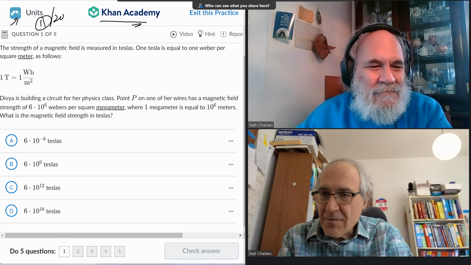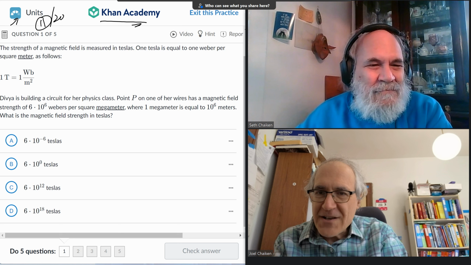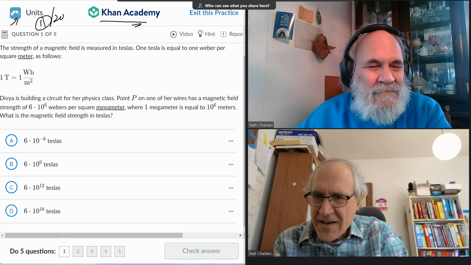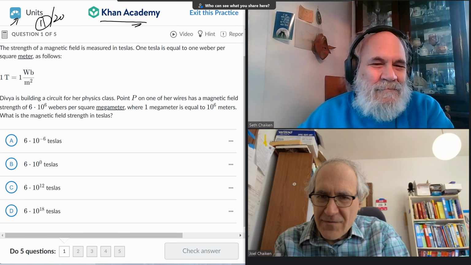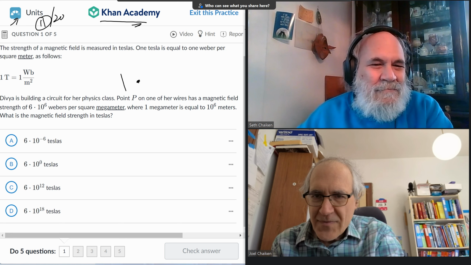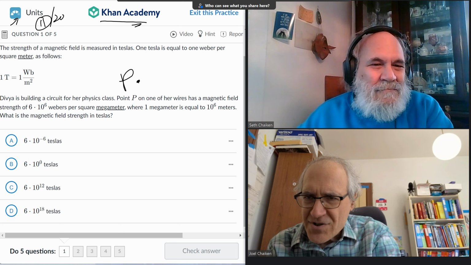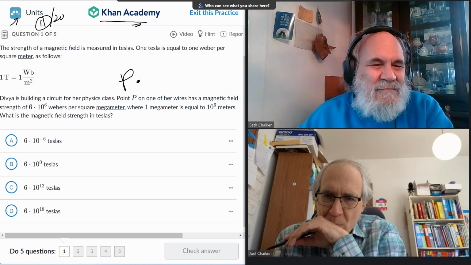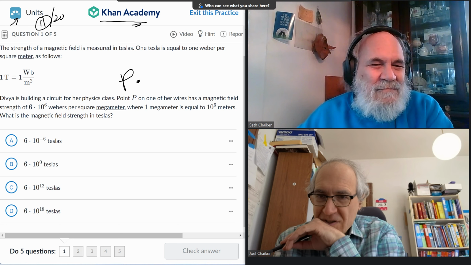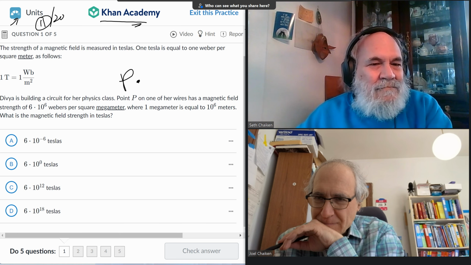Let's go. Okay, here we have a unit question for practice. The strength of a magnetic field is measured in Tesla. 1 Tesla is equal to 1 Weber per square meter. Someone is building a circuit for her physics class. Point P on one of her wires has a magnetic field strength of 6 Webers per square megameter. They tell you a megameter is 1 million meters. What is the magnetic strength in Teslas?